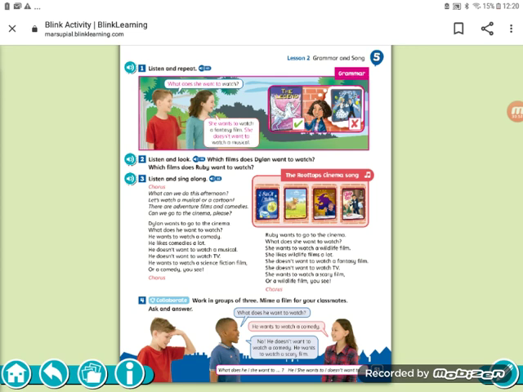She doesn't want to watch a fantasy film. Ella no quiere ver una película de fantasía. She doesn't want to watch TV. Ella no quiere ver la televisión. She wants to watch a scary film. Ella quiere ver una película de miedo. Or a wildlife film, you see. O una película de la vida salvaje. Tú verás. ¿Ok?